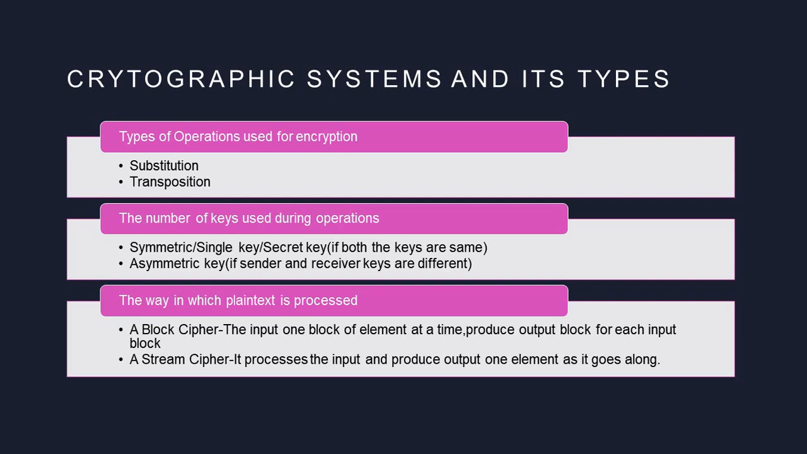So the way in which the plain text is processed, you have a block cipher, which takes the input one block of elements at a time and produces an output block for each input. A stream cipher processes the input and produces output one element as it goes along.